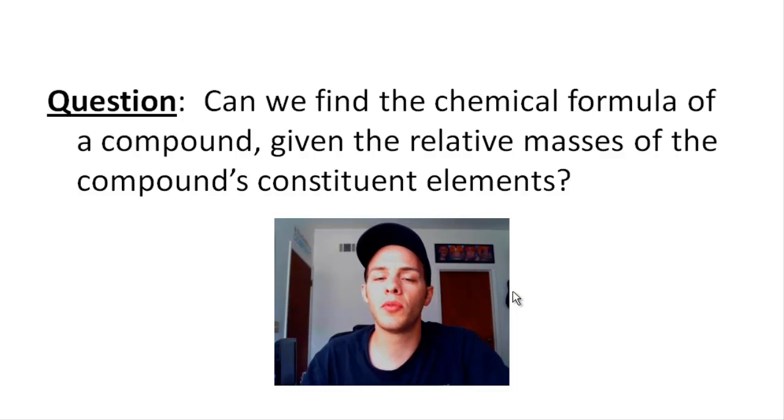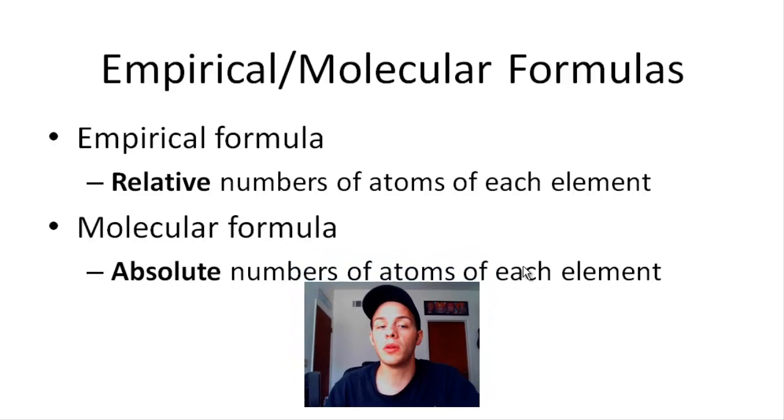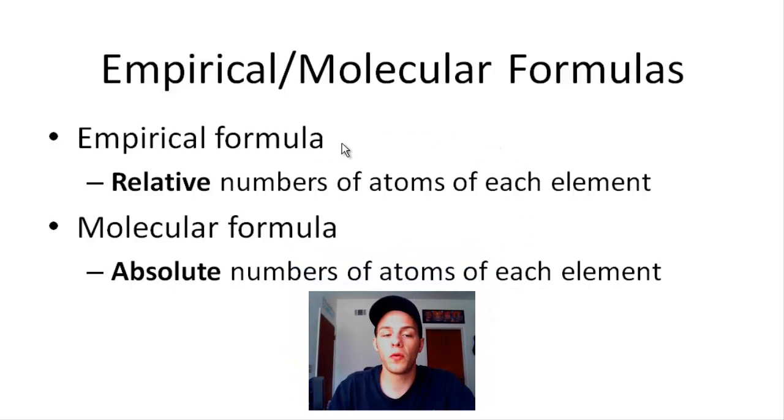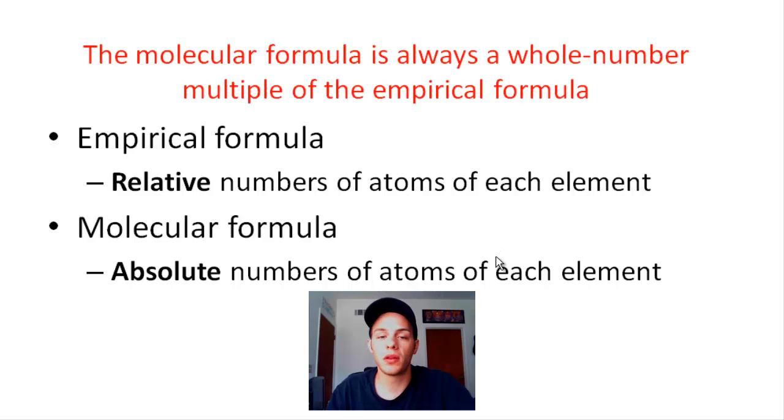So I think right now would be a good time to revisit the difference between empirical and molecular formulas. So remember, the empirical formula, that's the formula that only shows you the relative numbers of atoms of each element. The molecular formula shows you more. It shows you the absolute numbers of atoms of each element. And remember that the molecular formula is always a whole number multiple of the empirical formula.